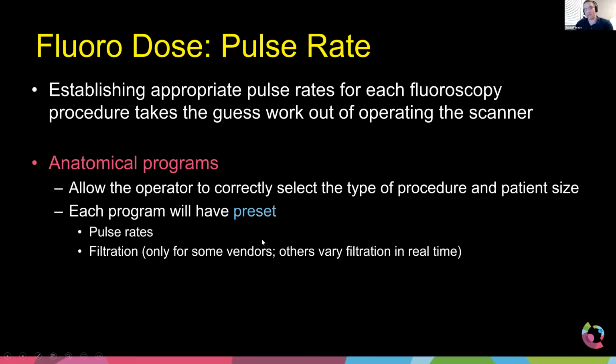We talked about this last week, how all of the systems tend to want to use the highest filtration as possible. The higher the filtration, the lower the skin dose. That's the whole reason we use filtration in fluoroscopy. Well, 90% of the reason. The other 10% is to improve the image quality, to improve contrast.